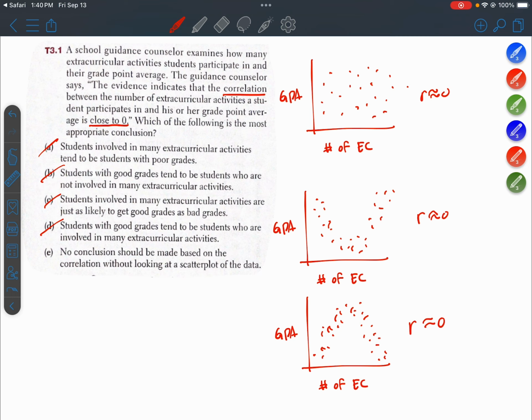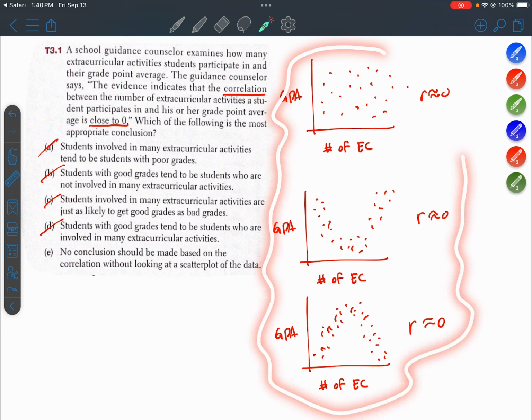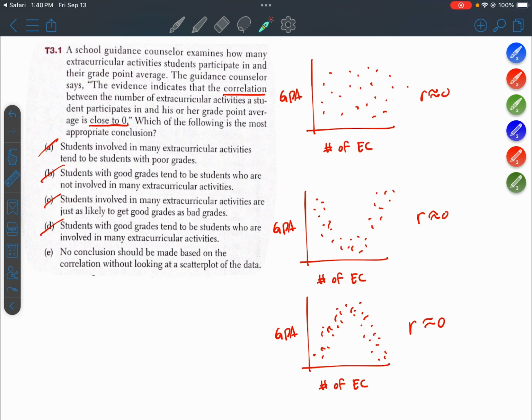And then finally, E. No conclusion should be made based on the correlation without looking at a scatter plot of the data. And I hope I've convinced you that that's the best choice. Okay? Just knowing the correlation doesn't really tell us much about the relationship. It could be that there's no relationship, or it could be some sort of curved relationship. We just don't know which of these scatter plots it is. It might be something totally different than what I've already drawn. Okay? So a correlation close to zero doesn't really tell you a whole lot.